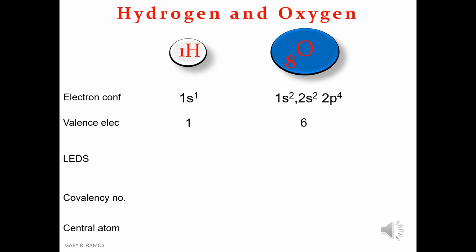The valence electron of hydrogen is 1. This is because there's only one electron located at the outermost shell. While for the oxygen, the valence electron is said to be 6. This is because there are 6 electrons located at the outermost shell if we're going to consider their electron configuration.